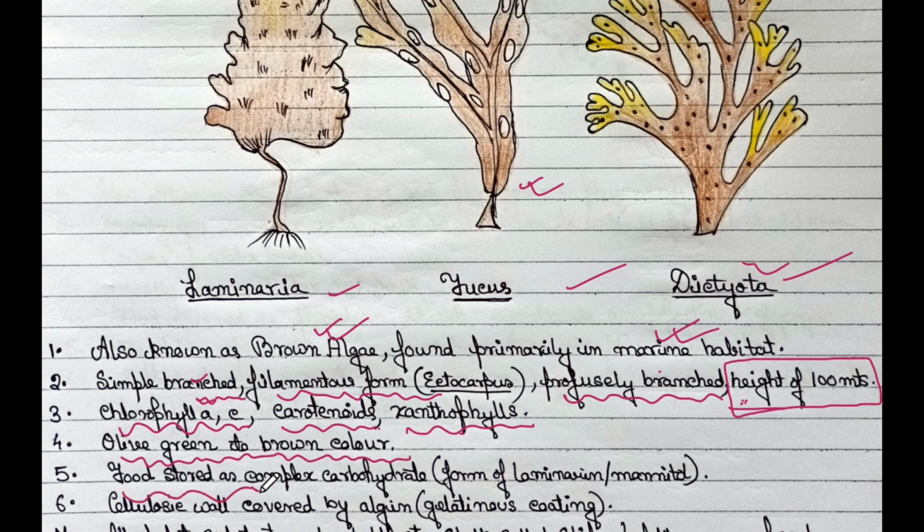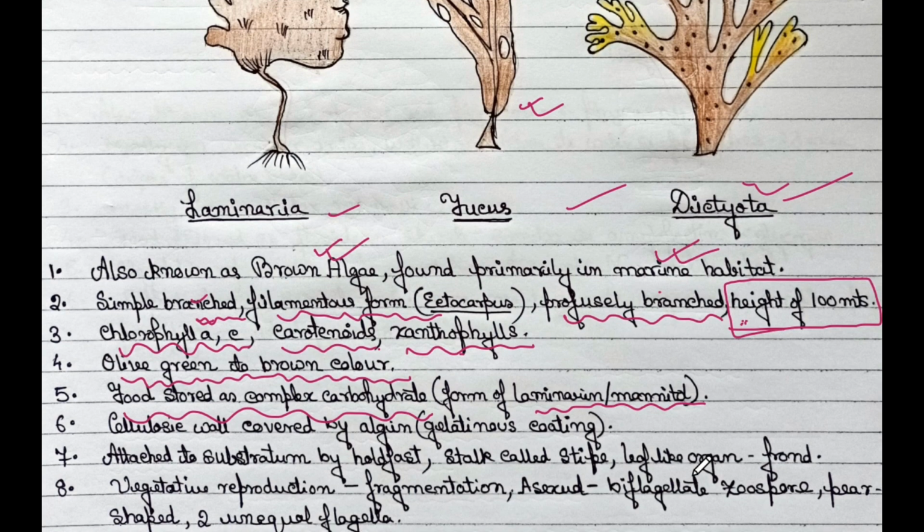Now, the food is stored as complex carbohydrate like laminarin and mannitol. Okay. So, previously in chlorophyceae, what were the ways the food was stored? It is starch or oil.